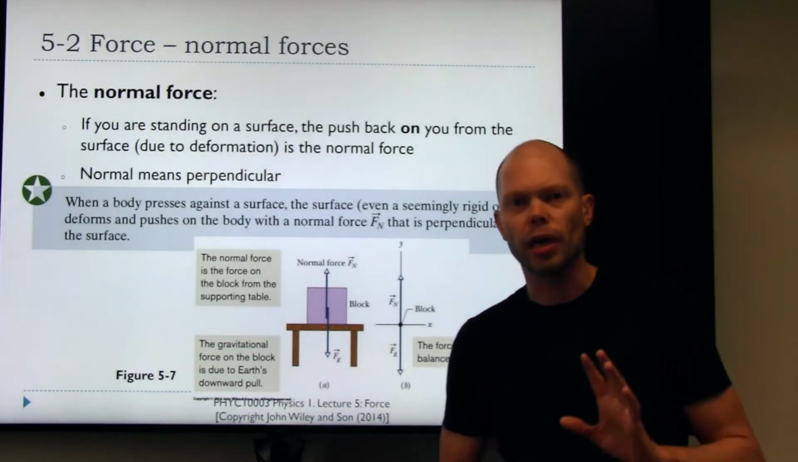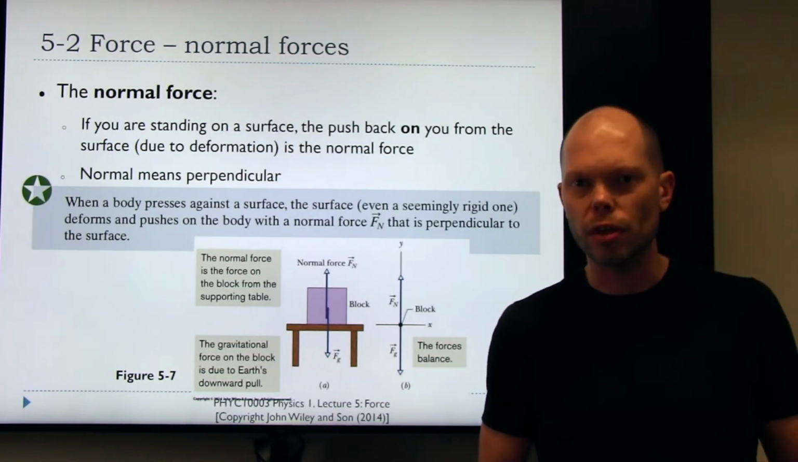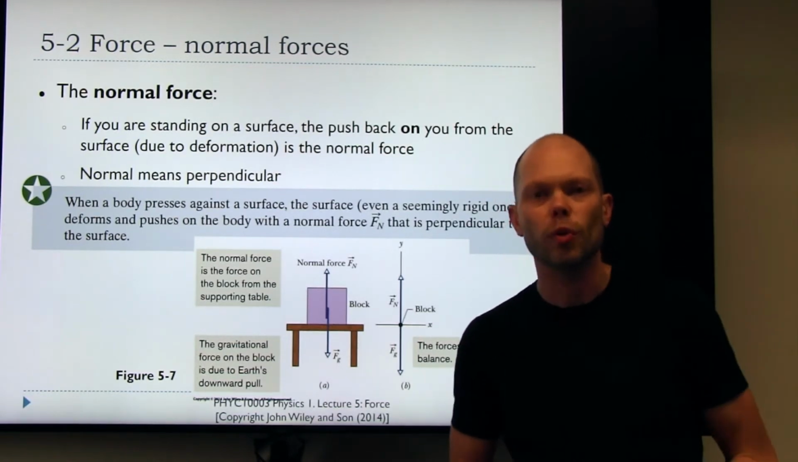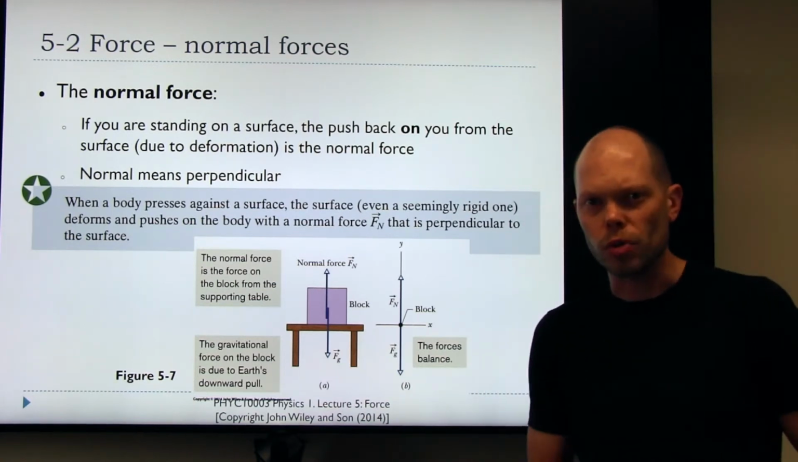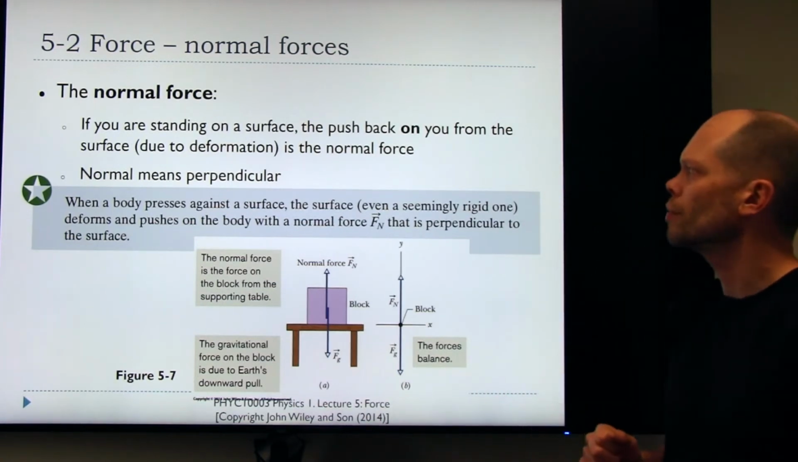So today we're going to look at Newton's third law. For every action, there is an equal and opposite reaction. So the first thing we're going to talk about today is a normal force. What is a normal force?